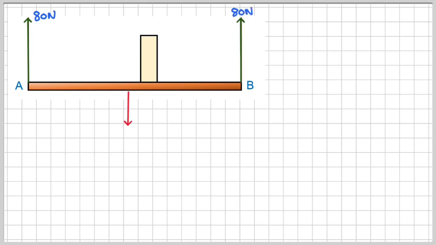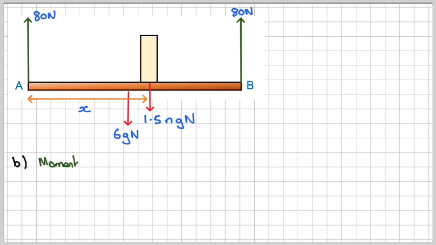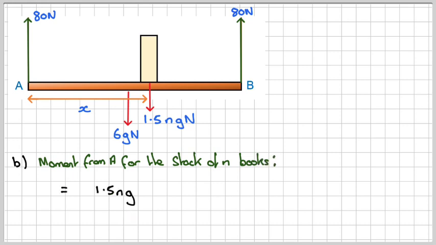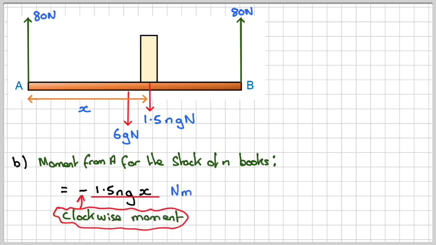Next it says find the moment of these books about point A. If we let the distance from A to the books be x, then taking moments about A, it's going to make it go around this way, so this is a clockwise moment. The moment about A for the stack of n books is equal to 1.5ng, which is the total weight, times x. Officially it should be negative because it is a clockwise moment. You're asked to state the units, so the units will be newton meters.